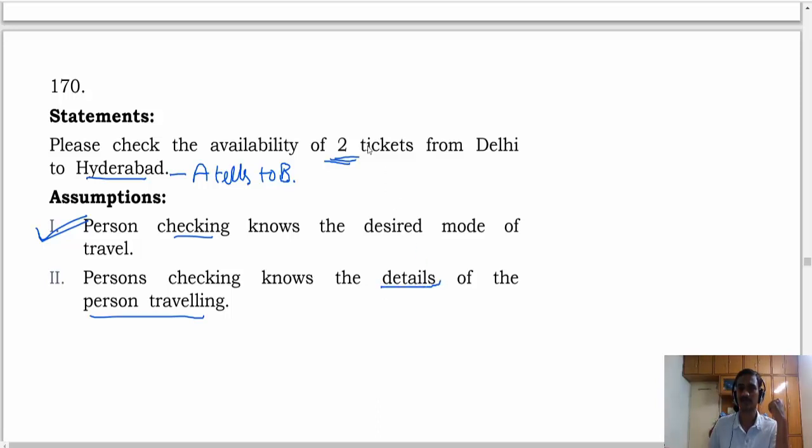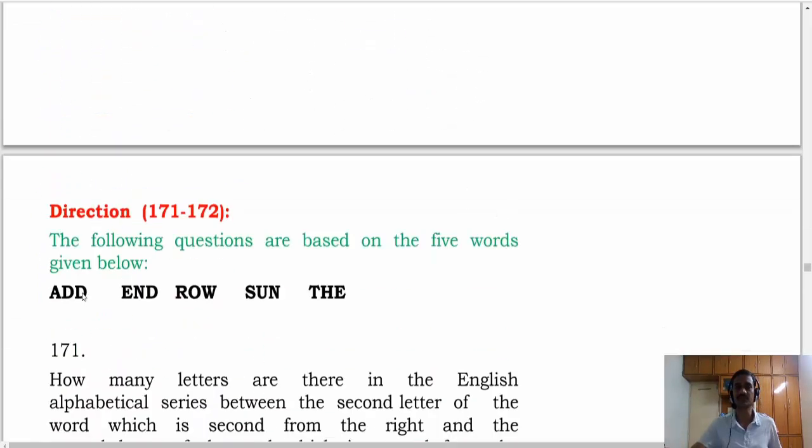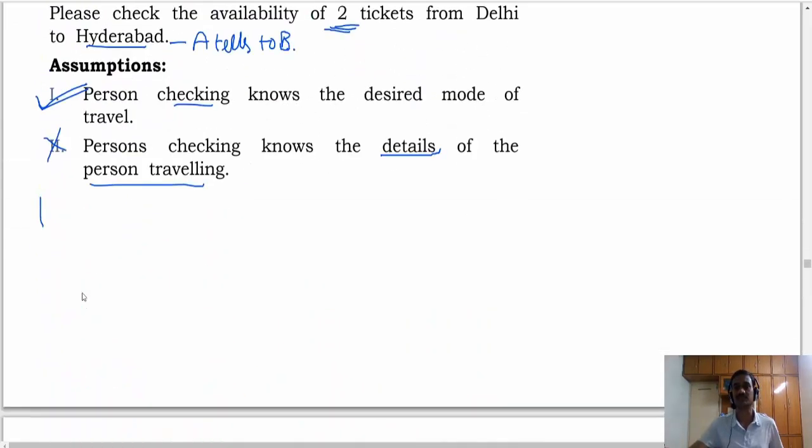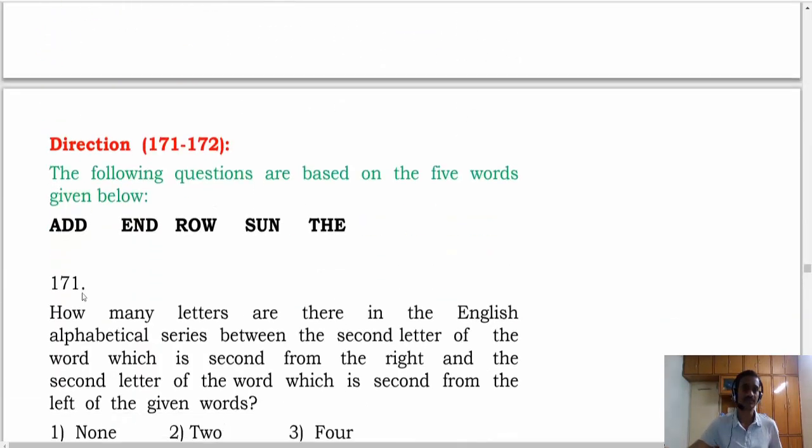Okay, in order to find out the availability, details are not required. Once you get the availability, then in order to reserve that one we need the details. Hence 2 alone is not sufficient, only 1 alone. 1 alone is implicit. Implicit means that which is preceded by that one, which is not clearly or explicitly given. Okay, only 1 is the answer.